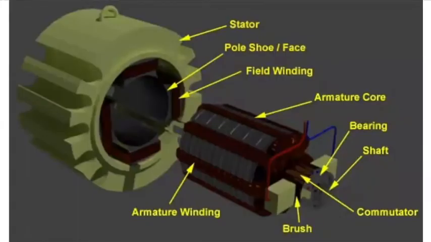Then here we can see a three-dimensional figure of a motor where we have shown the stator and the rotor separately. You can see the different parts of the stator as the frame, then the pole shoe and the face and the field windings. While on the armature side, you can see the armature windings, armature core, the commutator, brush, the bearing and the shaft. The bearing should always be proper so that it gives a uniform rotation of the rotor, so that smooth rotation is ensured for the armature.